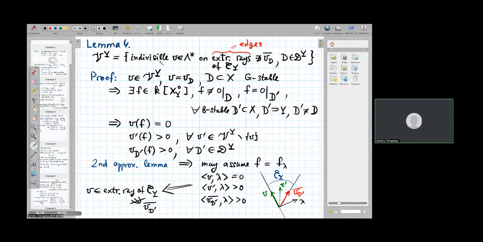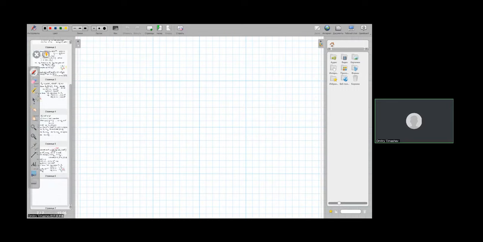This will come later. Now let me prove the opposite inclusion. So conversely, recall that the cone C sub Y is spanned, as the convex cone, by the vectors V and VD bar, where V ranges over this set and VD bar ranges over this set.